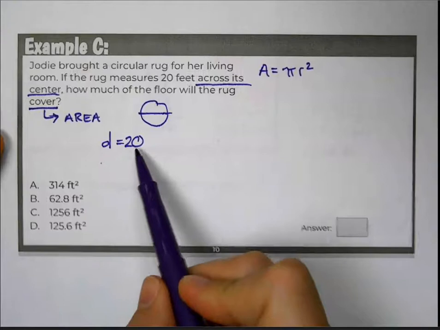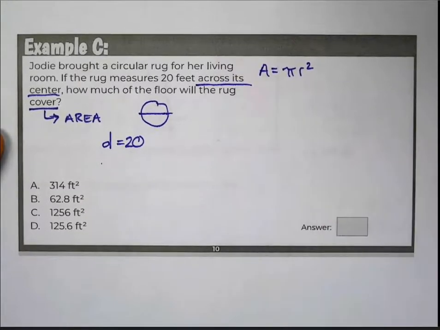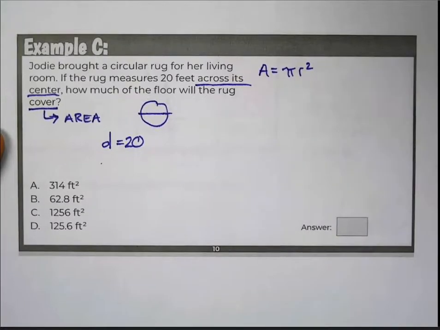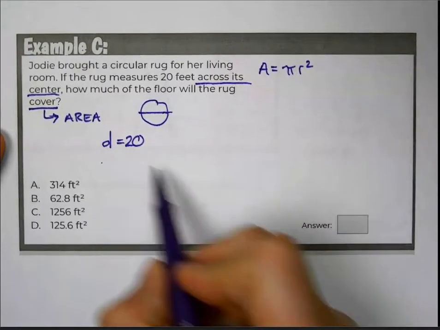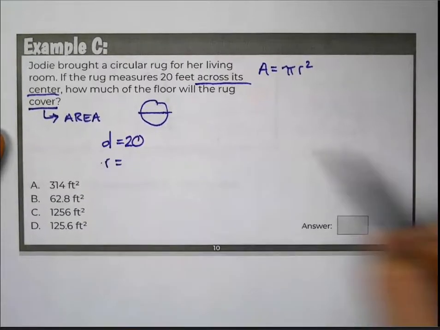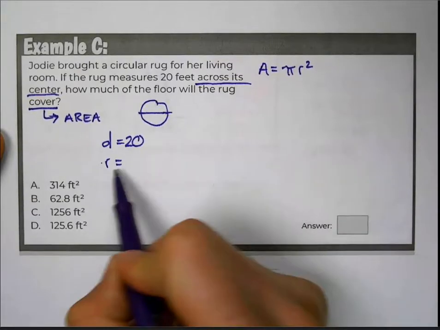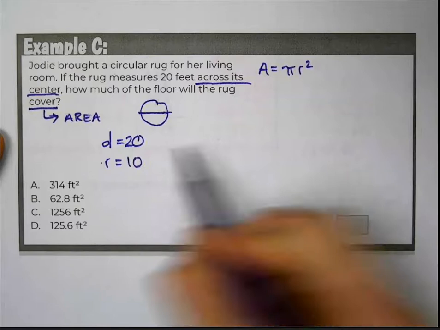Well, the information that they gave us doesn't go in the formula. 20, or d, diameter, isn't in there. We need the radius. So remember, step 1 on example A and B was to find the diameter and the radius. So we found the diameter, we can find the radius. The radius is always exactly half of the diameter. So if the diameter is 20, that means that the radius is 10.